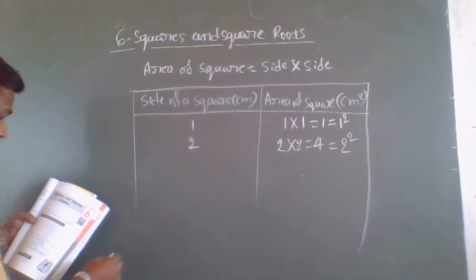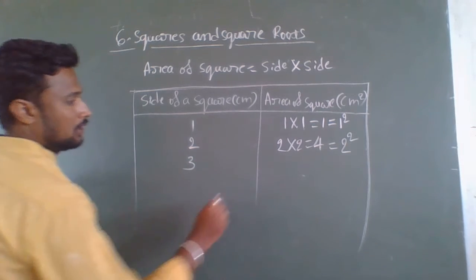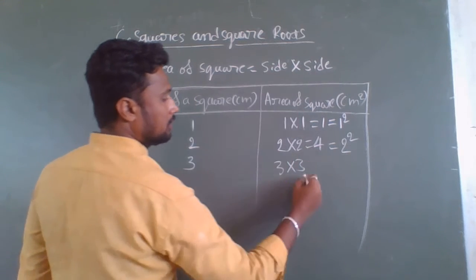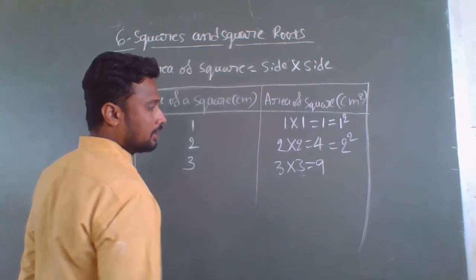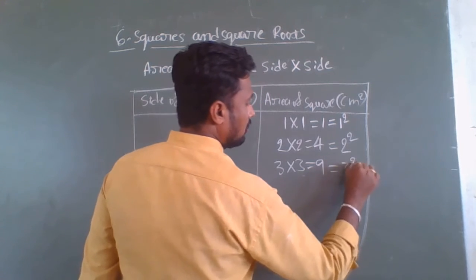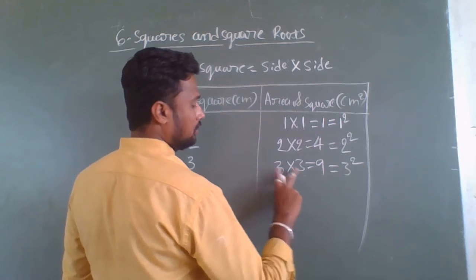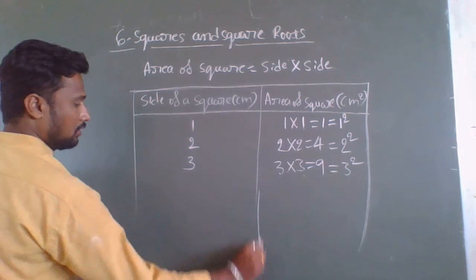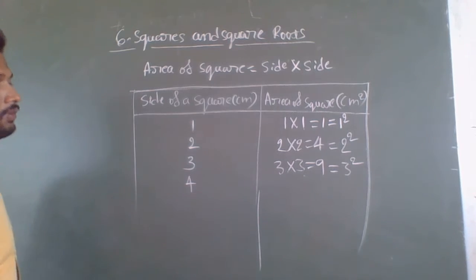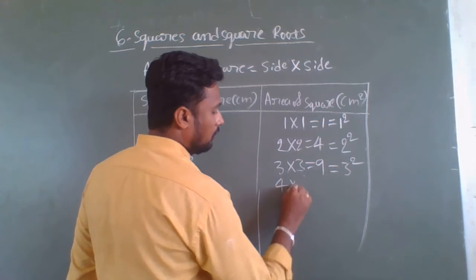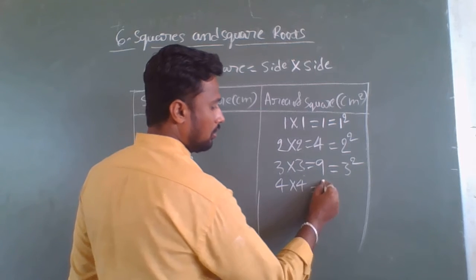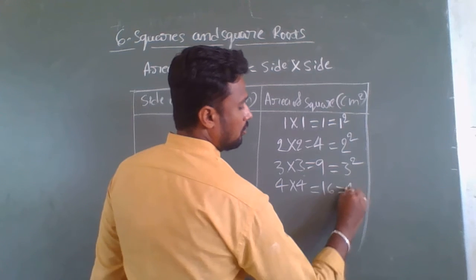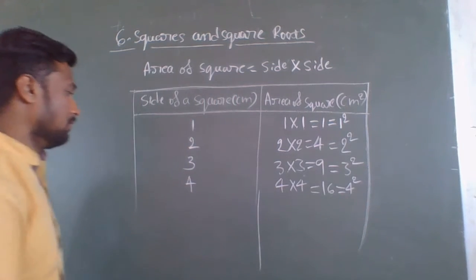Again, they have considered 3. 3 into 3, area of the square is equal to side into side. 3 into 3 means you will get 9, which is equal to 3 square. You multiplied this 3 two times to get the area of this square. Now again 4. Side into side means 4 into 4. 4 into 4 means the answer is 16. So you multiplied 4 two times, therefore 4 square.